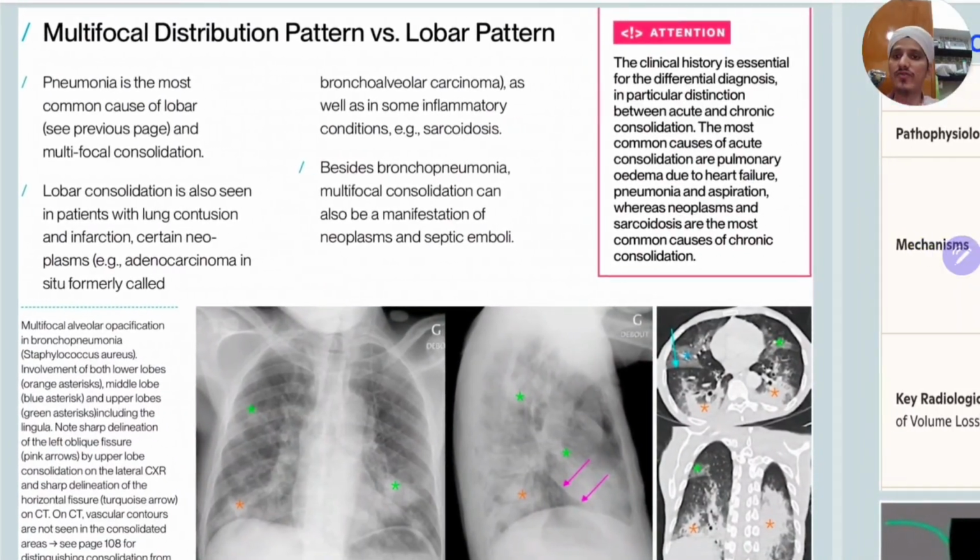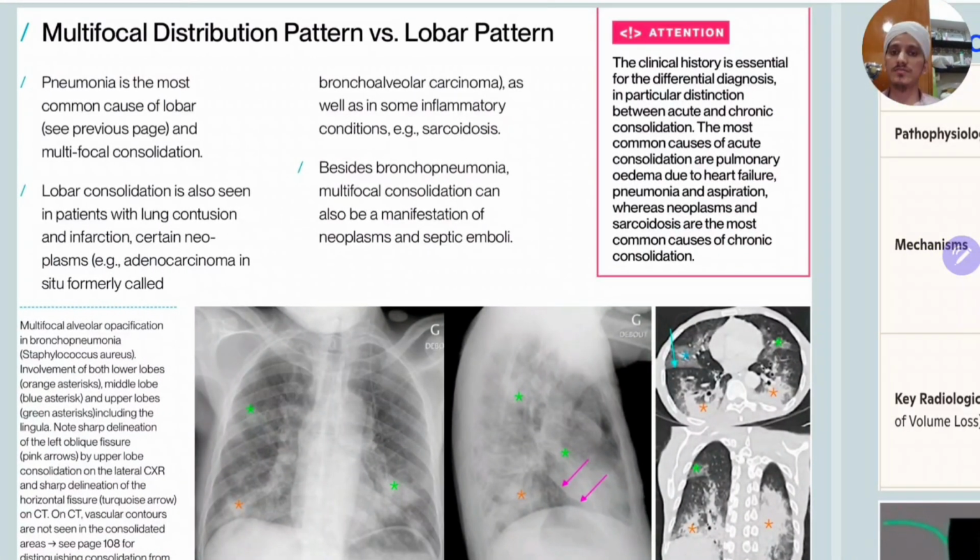Now we will see multifocal distribution, or bronchopneumonia. Pneumonia is the most common cause of lobar and multifocal consolidation. Lobar consolidation is also seen in patients with lung contusion and infarction, certain carcinomas, as well as in some inflammatory conditions. Besides bronchopneumonia, multifocal consolidation can also be a manifestation of neoplasms and septic emboli. The clinical history is essential for the differential diagnosis, in particular the distinction between acute and chronic consolidation.